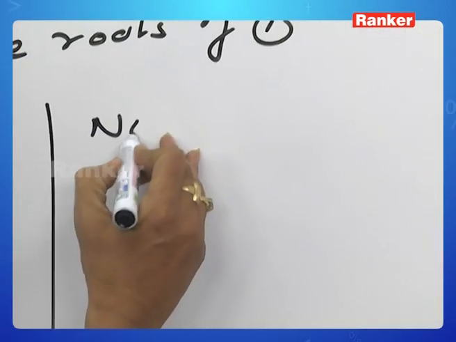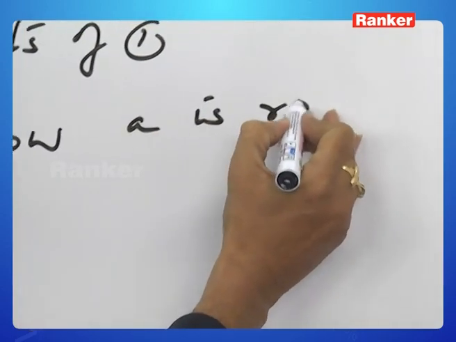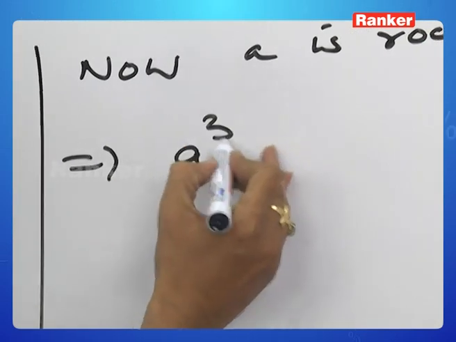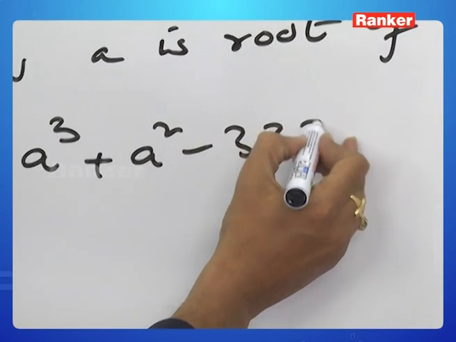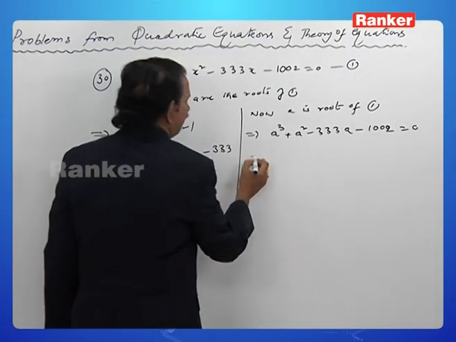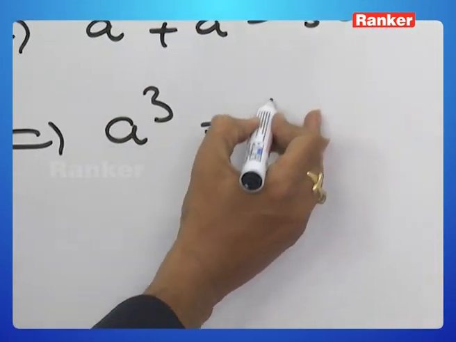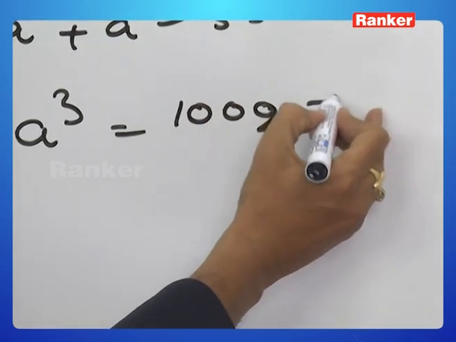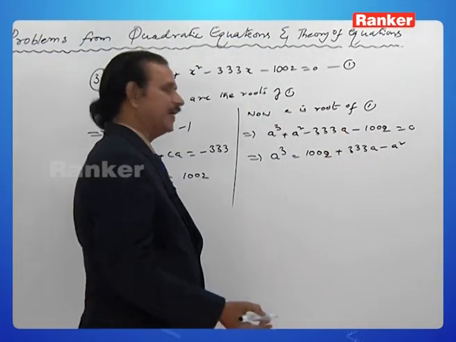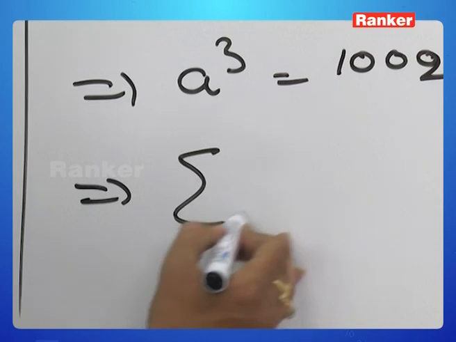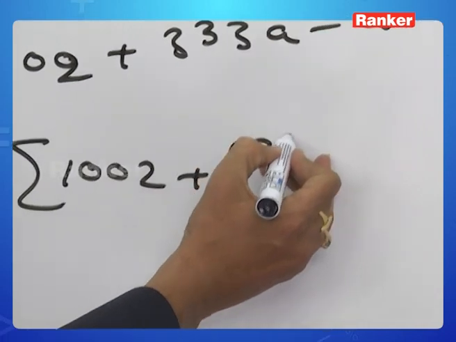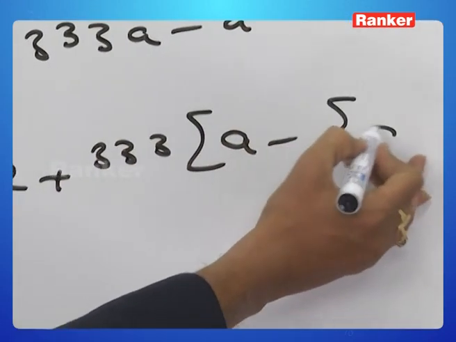Here A is a root of 1, isn't it? Therefore, what should happen? A cube plus A square minus 333A minus 1002 is equal to 0. From this, A cube is equal to 1002 plus 333A minus A square, correct? Right. Implies sigma A cube is equal to sigma 1002 plus 333 into sigma A minus sigma A square.